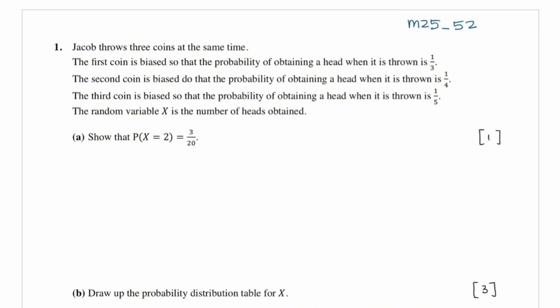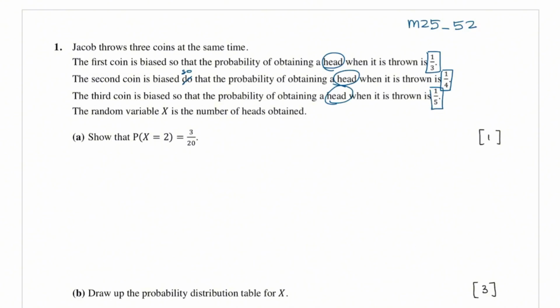So Jacob throws 3 coins at the same time. The first coin is biased, so that the probability of obtaining a head when it is thrown is 1 per 3. The second coin is also biased, so that the probability of obtaining a head when it is thrown is 1 per 4. The third coin is also biased, so that the probability of obtaining a head is 1 per 5.